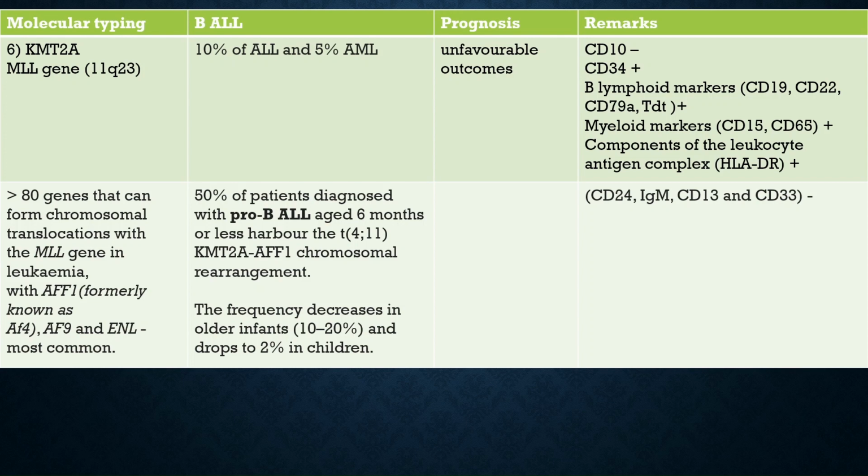The immunophenotypic markers are as follows. CD10 is negative, CD34 is positive. B lymphoid markers such as CD19, CD22, CD79a and TdT are positive. Myeloid markers CD15 and CD65 are positive. The component of the leukocyte antigen complex, which is HLA-DR, is positive. Other negative markers are CD24, IgM, CD13, CD33.